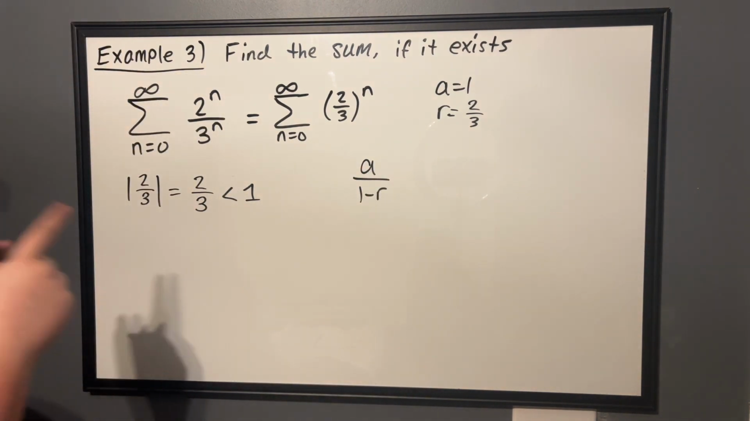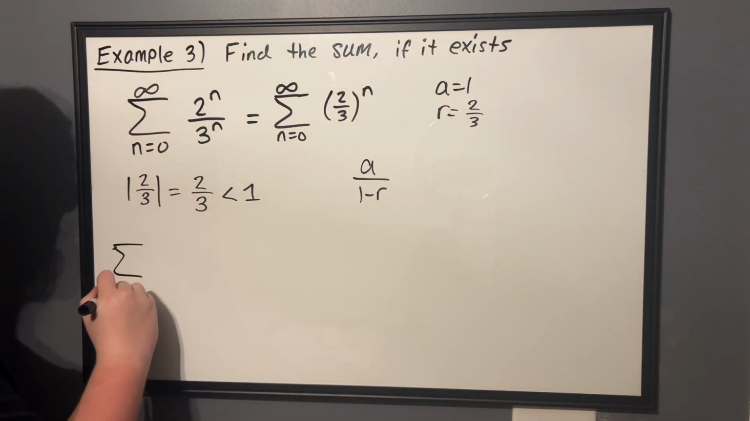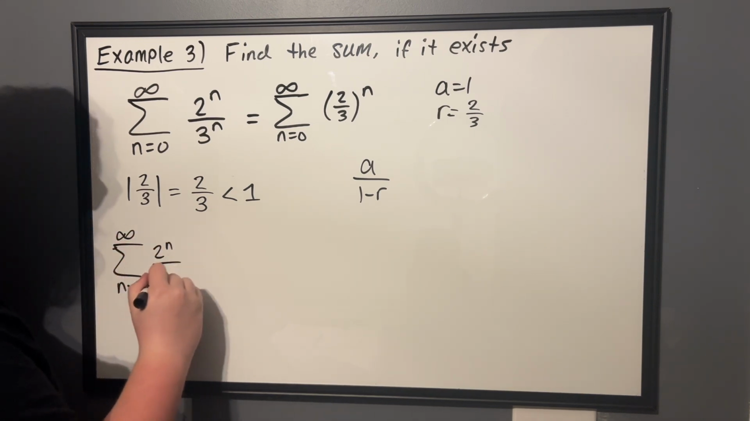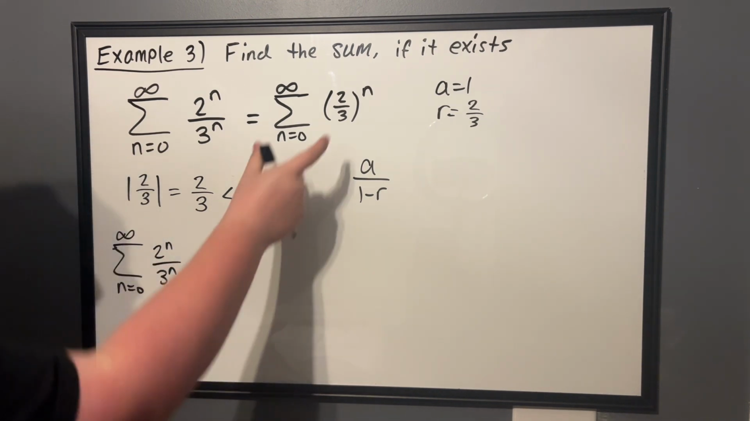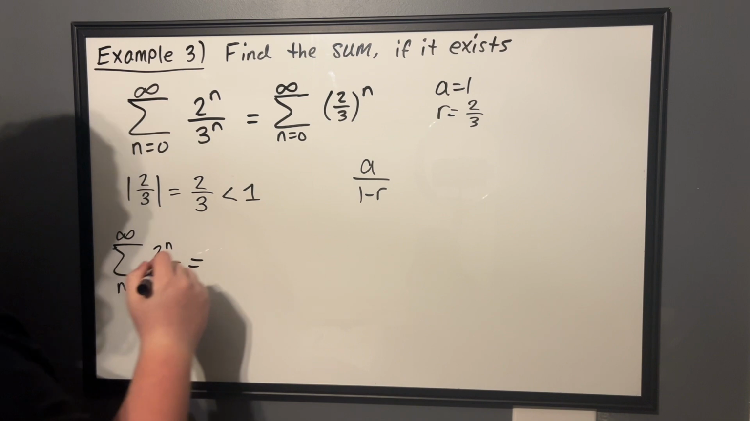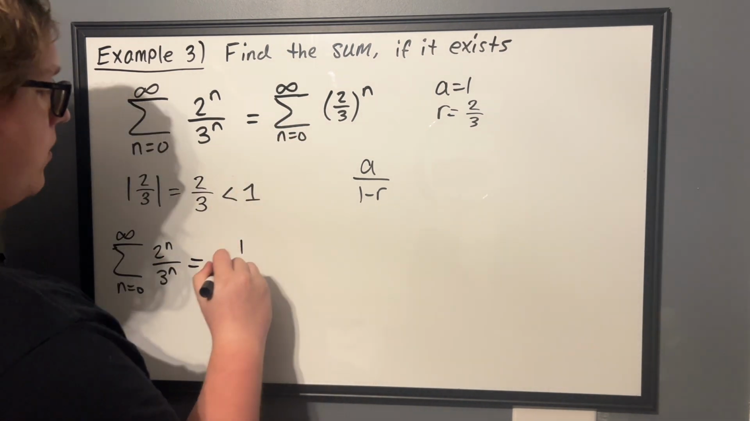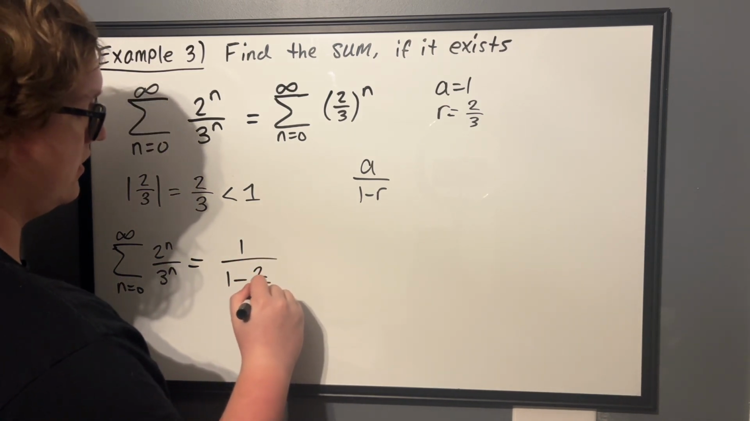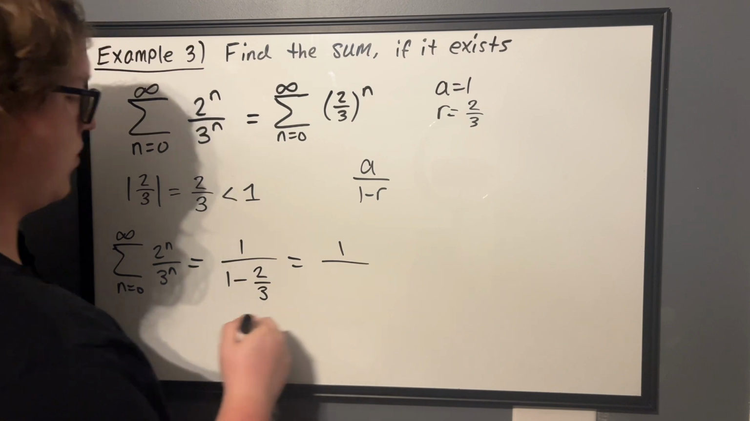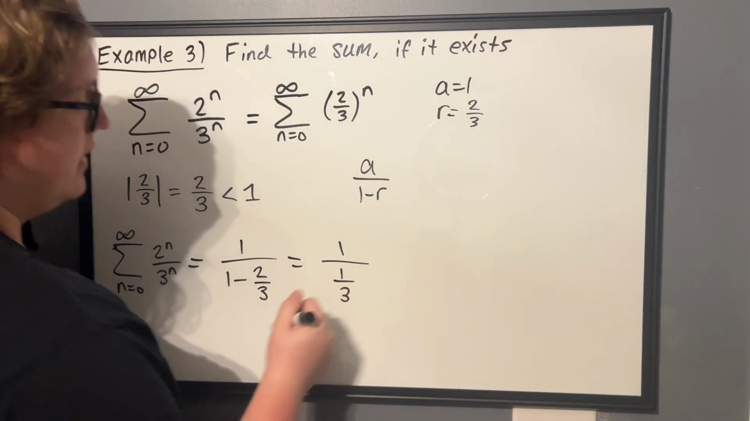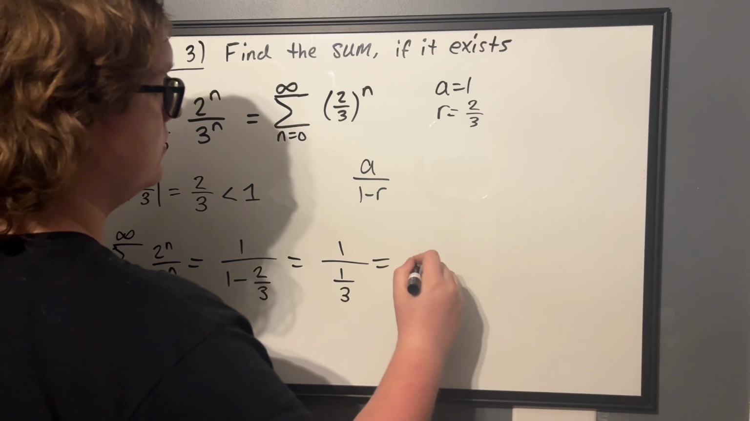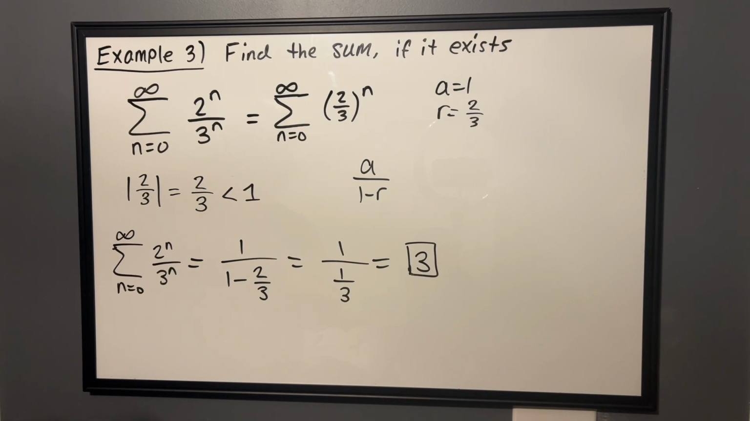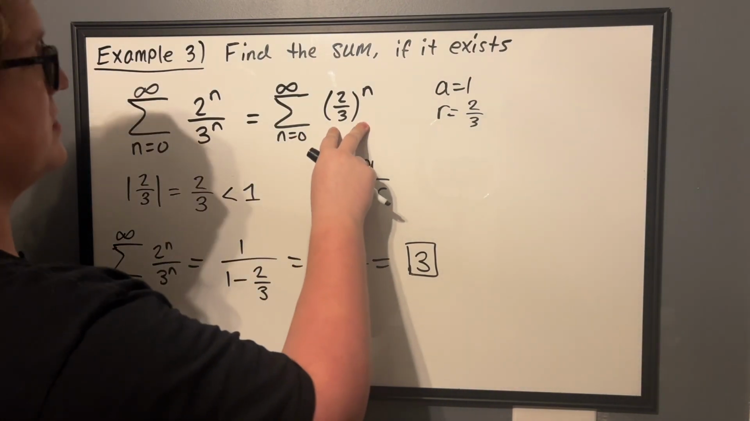So we can say that the sum from n equals 0 to infinity of 2 to the n over 3 to the n, this is the general form of the thing, you could write this one as well, is equal to a over 1 minus r. Well, a was 1, so we have 1 over 1 minus r. Well, we're going to have 1 minus 2/3. So, of course, this is equal to 1 over 1/3, since 1 minus 2/3 is 1/3. And 1 over 1/3 is equal to 3. So this series right here will converge to 3. And all we needed to do was rewrite it in terms of this, right?